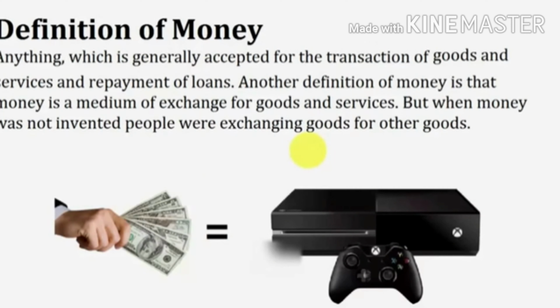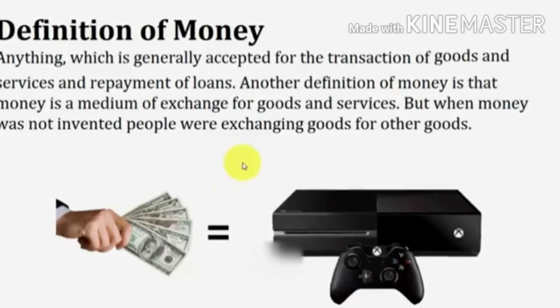Another definition of money is that money is a medium of exchange for goods and services. Money is also a certificate from the society that shows how much you are beneficial for the society and how much you are productive for this world. When you work for someone, they give you a certificate as money, which means that now you can buy goods and services from other people.